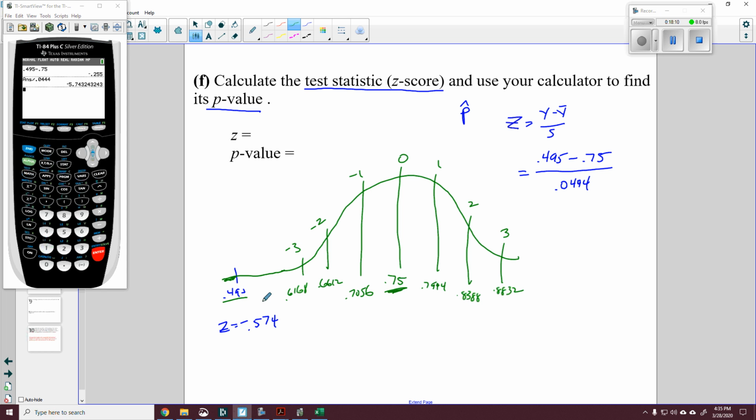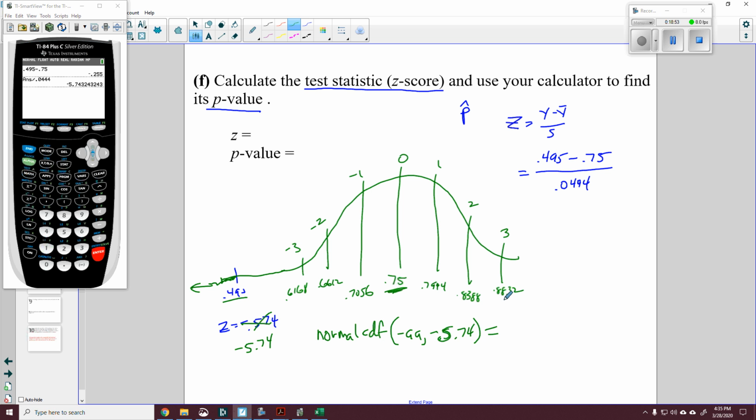So the likelihood, let's just figure it out. I'm going to use the calculator and go normal CDF, which calculates the area under the curve. My left z-score is going to be negative 99 because I want to get all of the area going that way. And my right z-score is going to be negative 0.5, no, what did I get, 0.574? Negative 5.74. Let's rewrite that here: negative 5.74. I put my decimal in the wrong spot.